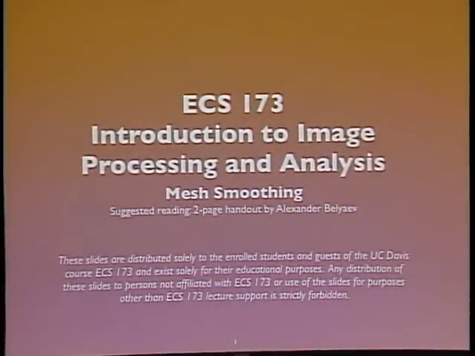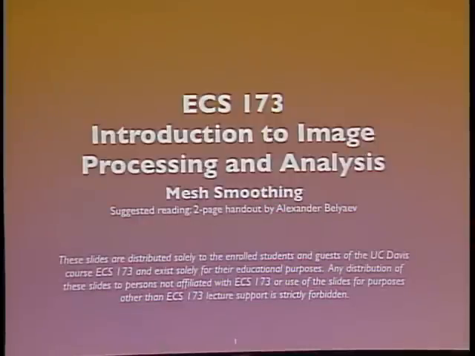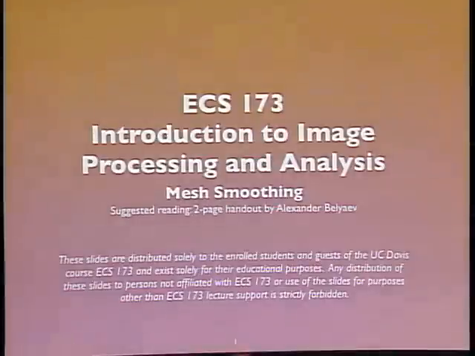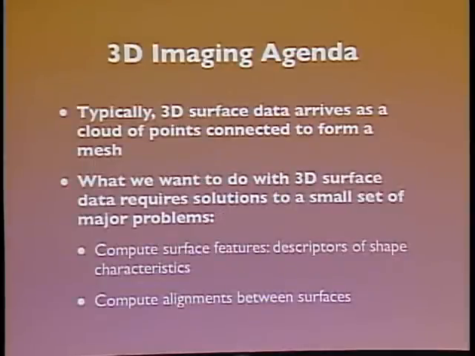And I'm going to start off by telling you some of the things that you might want to do with said 3D surface data. And we're going to talk about smoothing, which is basically an analog of the lecture that I gave in the very beginning about how to remove noise from photographic data. So this is going to be the 3D surface analog of that lecture. So here's our goal, or here's what we're trying to do.